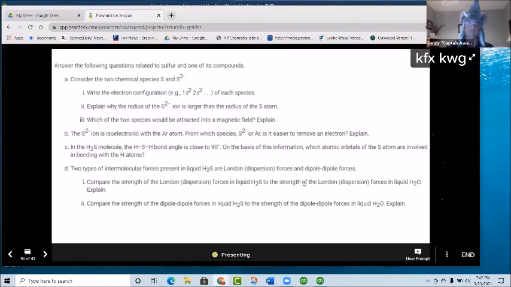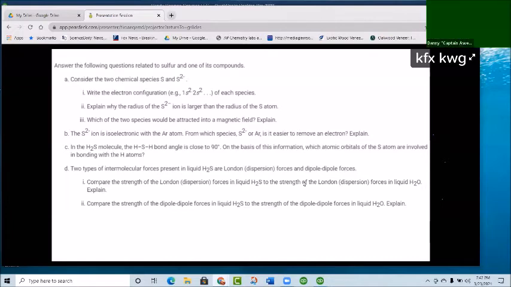All right, so don't answer this because you can't, right? So this is to show you how they build questions again. So we did this in Unit 1. Write the electron configuration. All right, I can do that. Roman numeral 2, A subpart 2. Explain why the radius is larger than the radius of the S atom. That's a periodic trends question. That's all about Coulomb's law. Which of the two species would be attracted into a magnetic field? Again, magnetic fields attract charged particles.